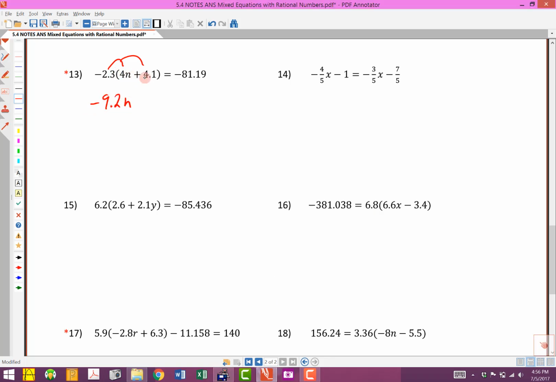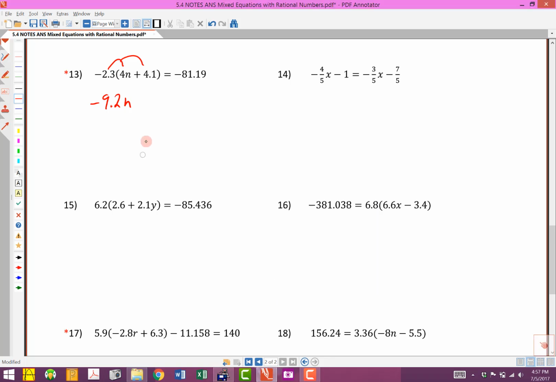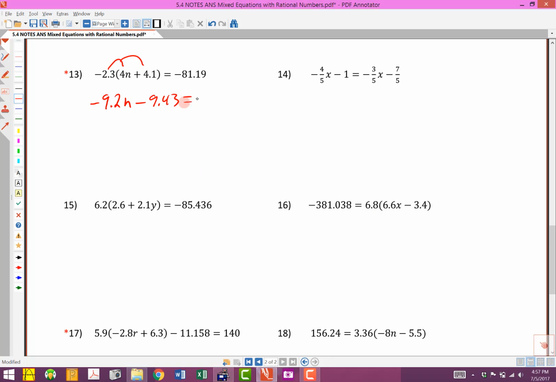Don't forget the n. And then we've got negative 2.3 times 4.1. So I'm just going to recall that or use the up arrow on yours. I multiply these together. So it should be something a little bit bigger than that. So yep, negative 9.43. And double check, make sure we use those correct numbers there. Yep, we're in good shape. And then on this side we've got the negative 81.19. Again, this is all work that you would need to show even if you were using a calculator.